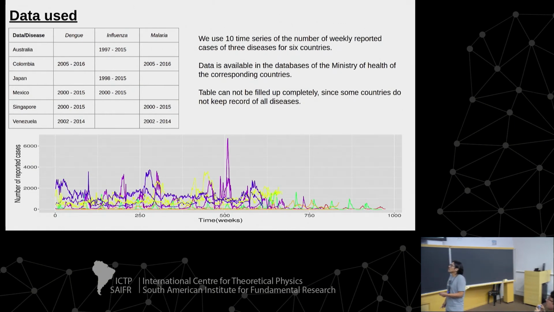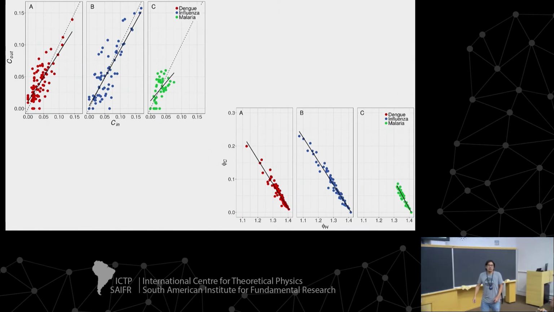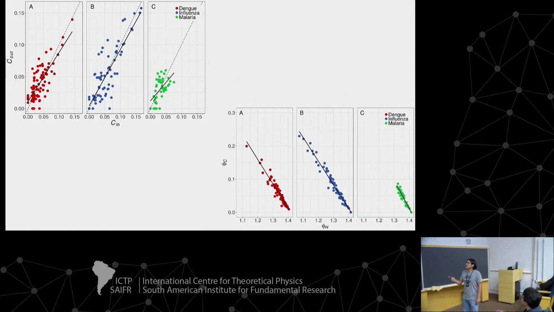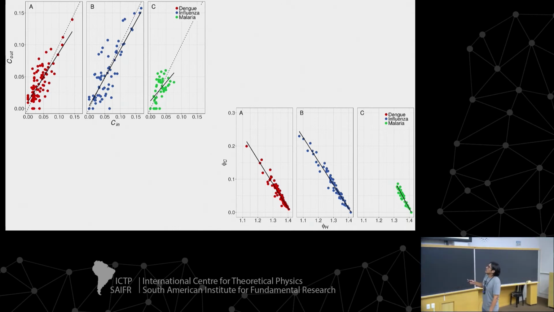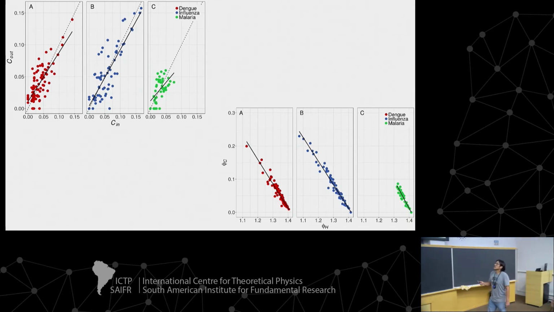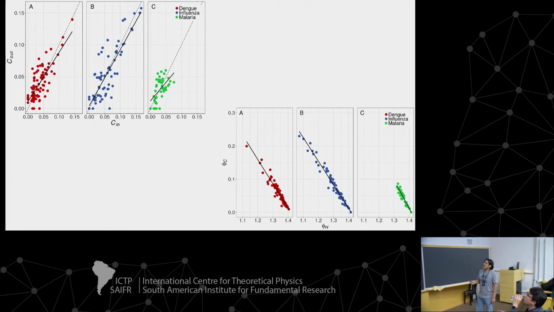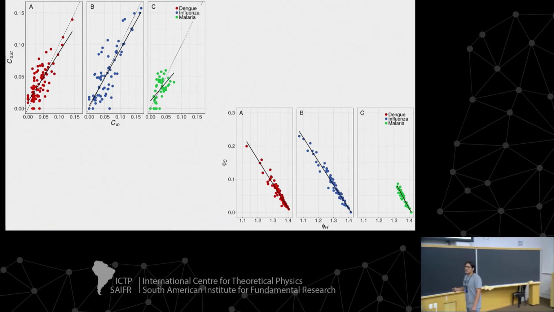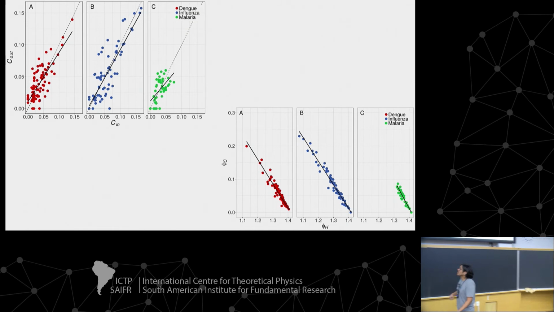What do we do now? We apply this methodology to our diseases. We plotted the out complexity of a node and the in complexity of a node, so we ended up with a plane of complexities for each of the diseases. Red is dengue, then influenza, and malaria. In this particular case, we can see that there is a positive correlation between the complexity that enters and leaves a node.